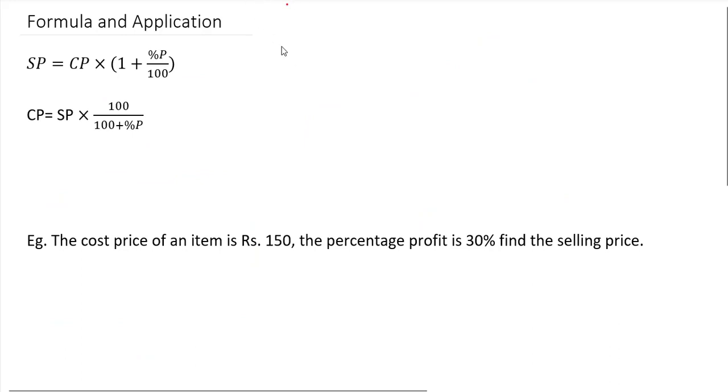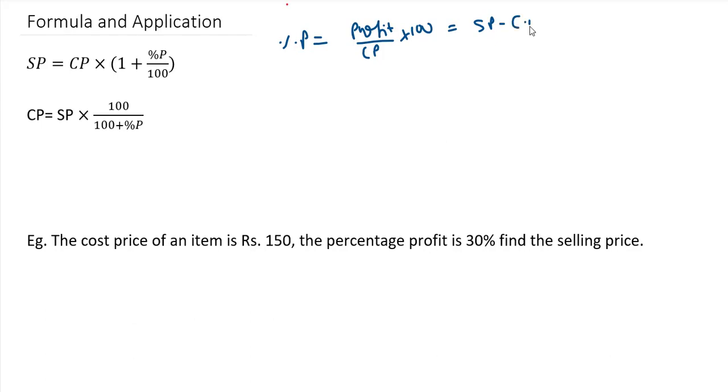We have derived this formula of percentage profit, which is profit upon cost price into 100. Now we can write this profit as selling price minus the cost price upon cost price into 100. We can split the numerator. We'll get selling price upon cost price minus 1 into 100.